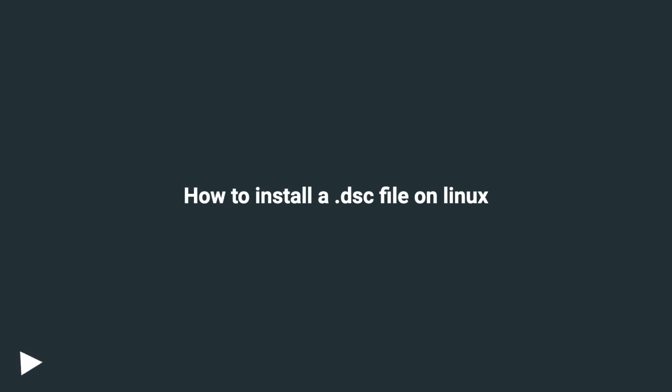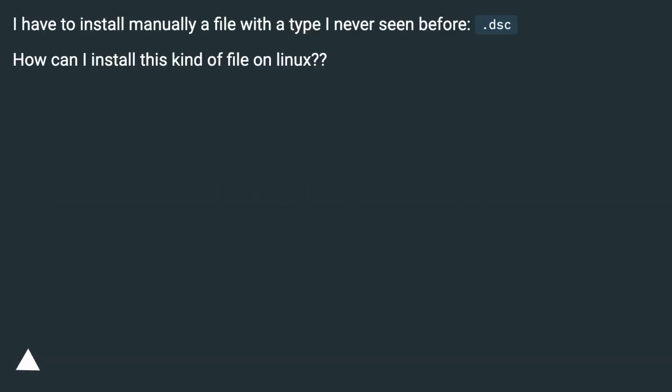How to install a .dsc file on Linux. I have to manually install a file with a type I've never seen before, .dsc. How can I install this kind of file on Linux?